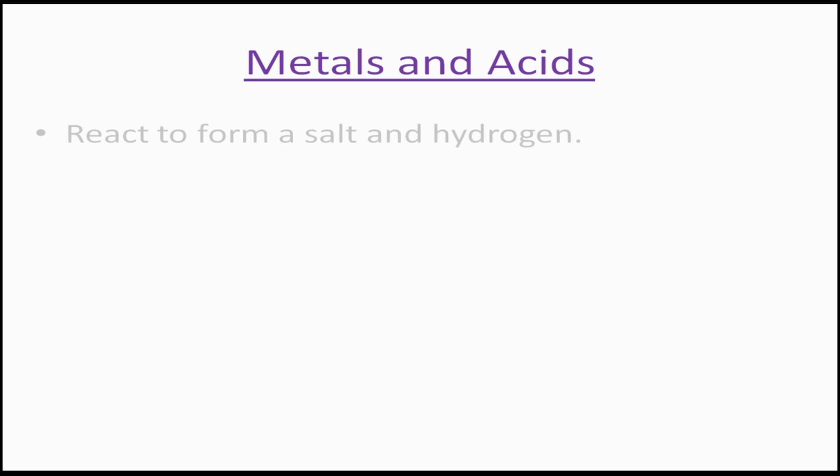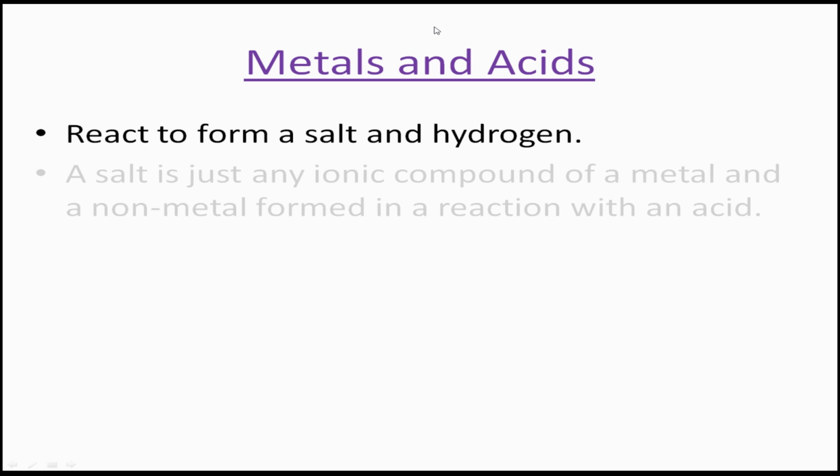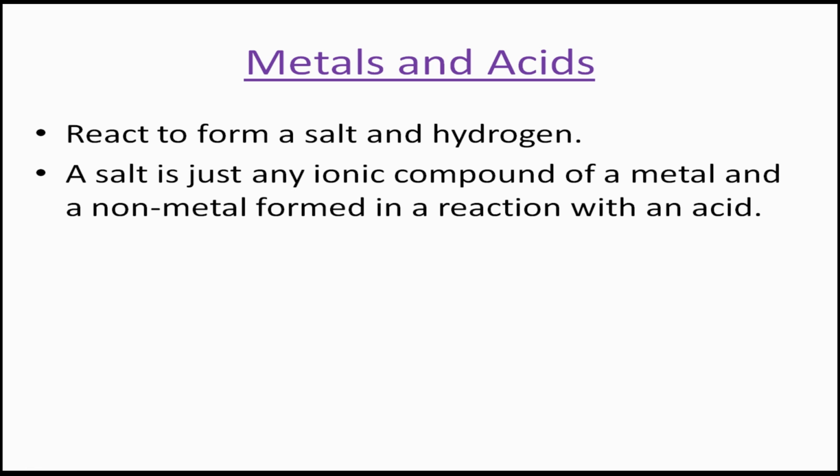Now, when we react a metal and an acid, they react to form a salt and hydrogen. There'll be something more on naming these salts in a later video. A salt, by the way, in chemistry is not what you put on your fish and chips necessarily, although that is a salt. But a salt is an ionic compound that's formed when a metal reacts with an acid, and you get a metal and a non-metal in an ionic compound. Okay, so that's what a salt is. It's where something reacts with an acid and we get an ionic compound of a metal and a non-metal.